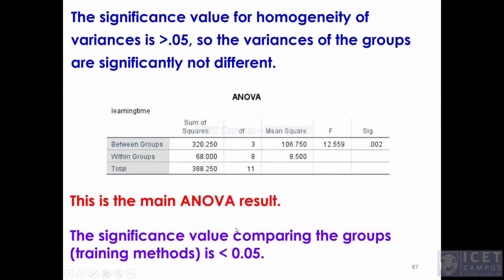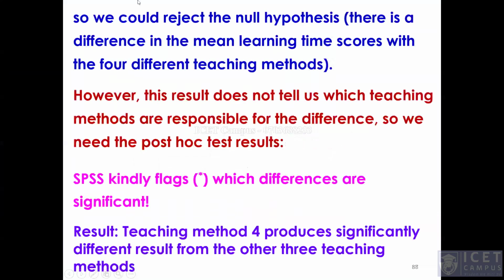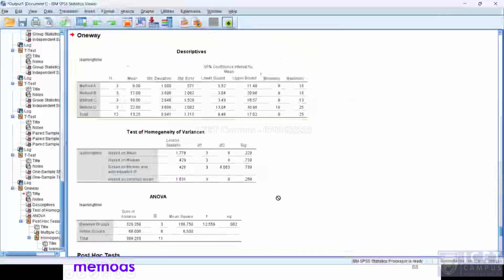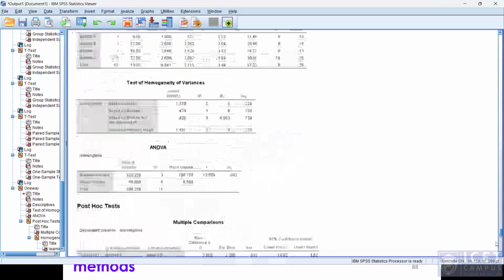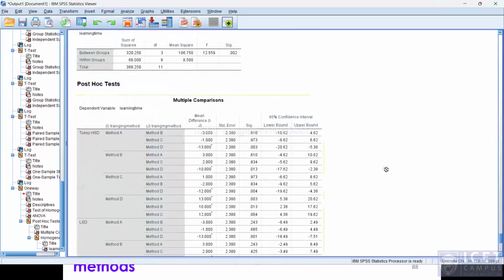Therefore, we can write our conclusion. We have to reject the null hypothesis. Then we can conclude there is a difference between mean learning time scores with the four different teaching methods. So that is the final conclusion. Now we can't stop there, because there is a difference, but there are four groups, A, B, C, D. So we have to find where that difference is. That's why we use the post hoc test for that purpose.